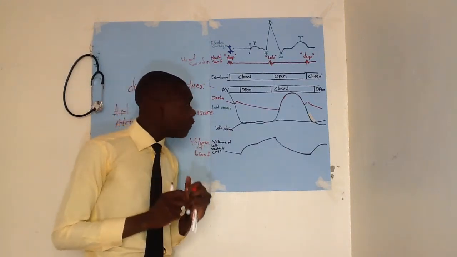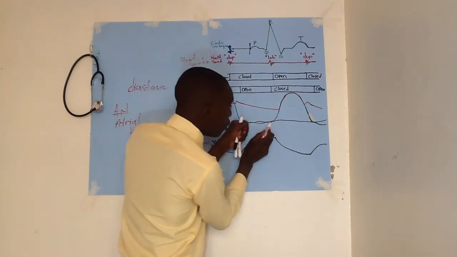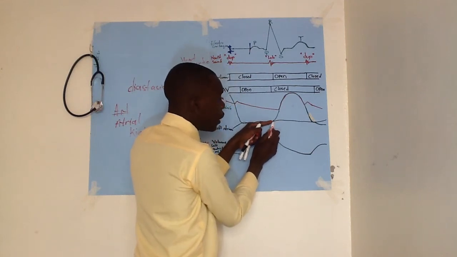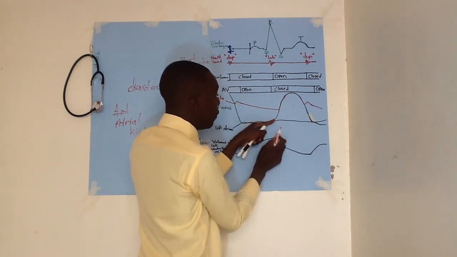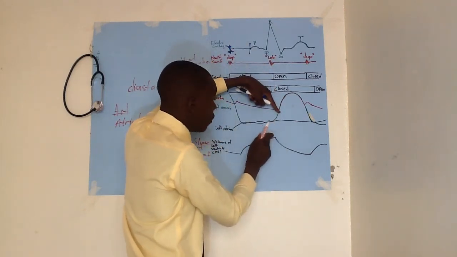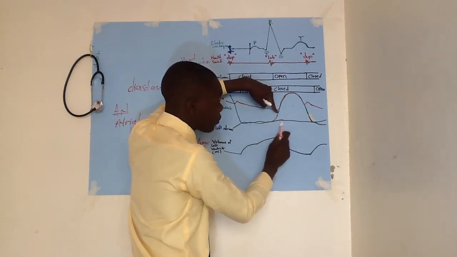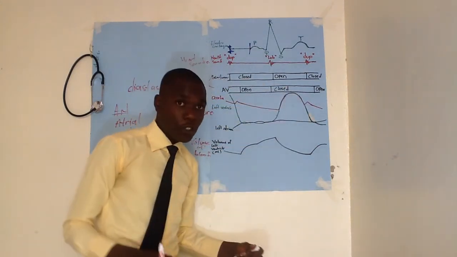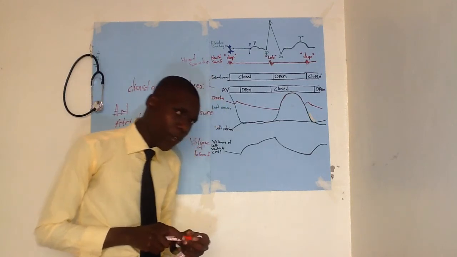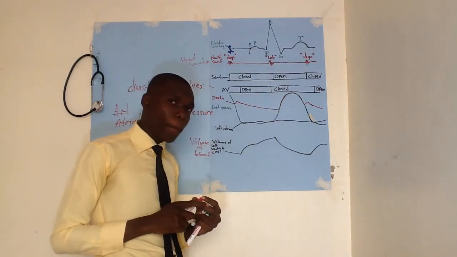And when the pressure within the ventricles increases, it will become higher than the pressure in our atrium. So ventricles is in green, atrium is in black. The pressure in the ventricles will become higher than the pressure in the atrium. When that happens, blood will try to move from regions of high pressure to regions of low pressure. So blood will try to move back to the atrium.